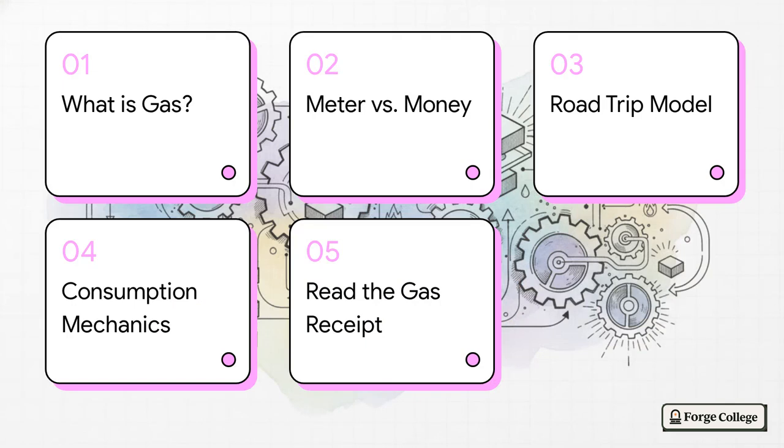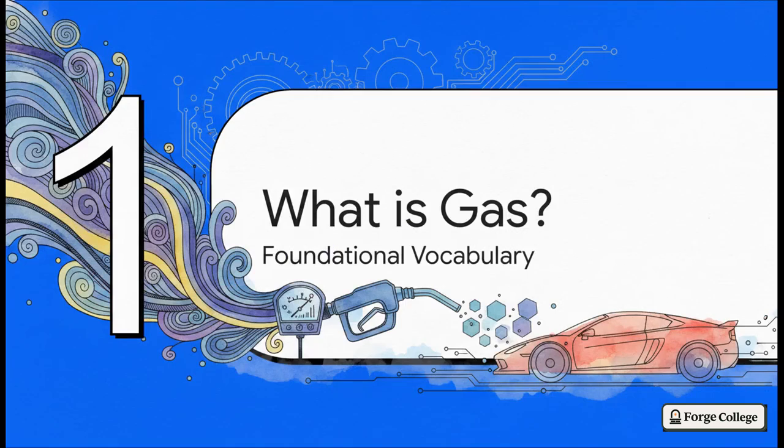Here's our road trip itinerary for today's explainer. First, what is gas? Second, the meter versus the money. Third, the road trip model. Fourth, mechanics of consumption. And finally, reading the gas receipt. Let's hit the road. Section 1.